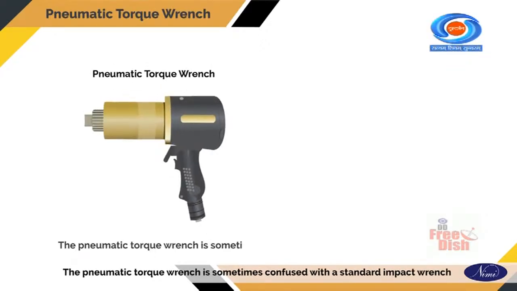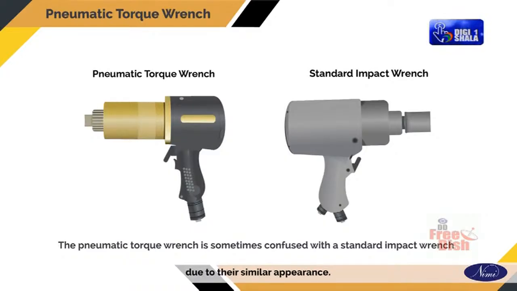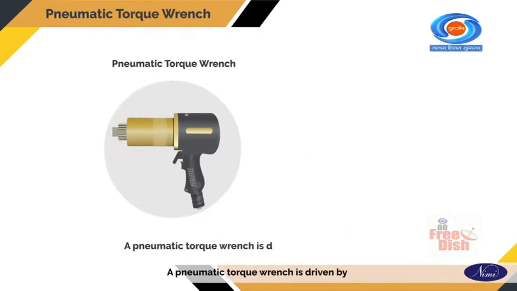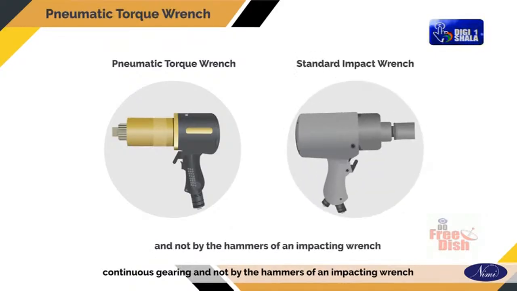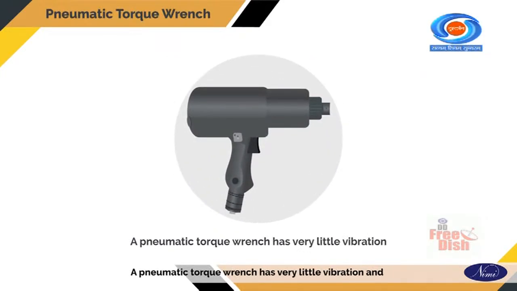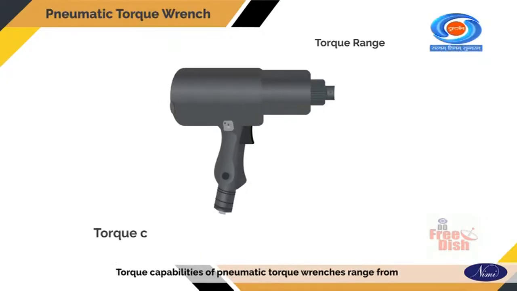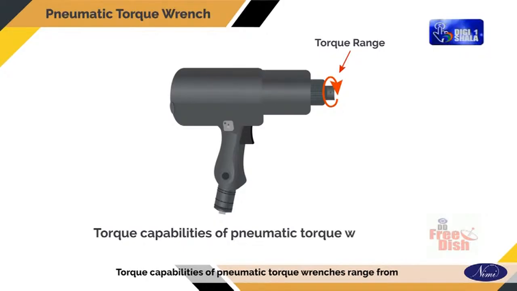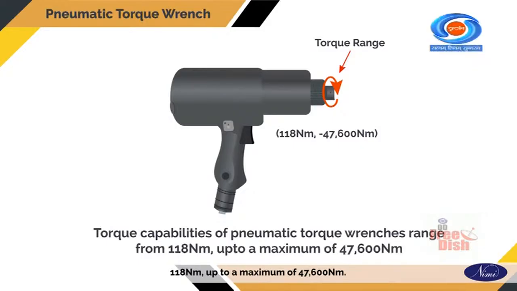The pneumatic torque wrench is sometimes confused with a standard impact wrench due to their similar appearance. A pneumatic torque wrench is driven by continuous gearing and not by the hammers of an impacting wrench. A pneumatic torque wrench has very little vibration and excellent repeatability and accuracy. Torque capabilities of pneumatic torque wrenches range from 118 Nm up to a maximum of 47,600 Nm.